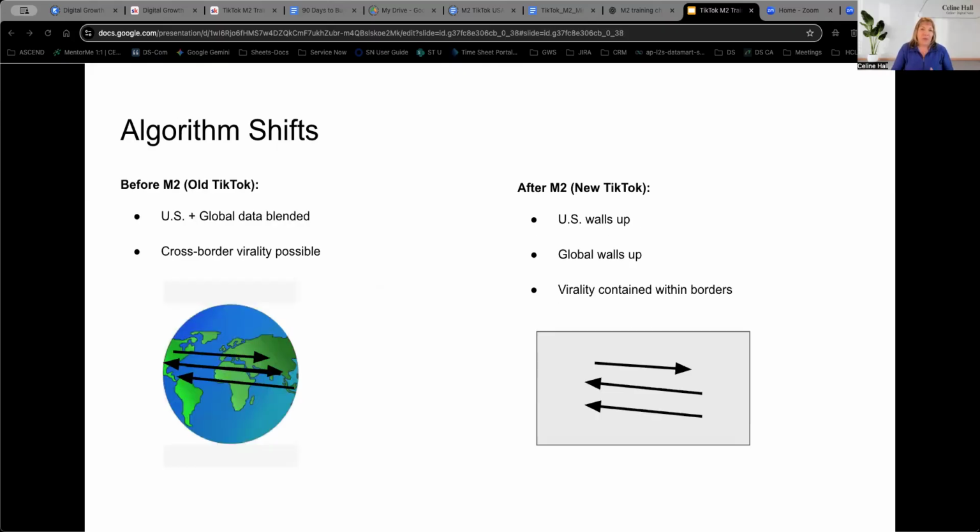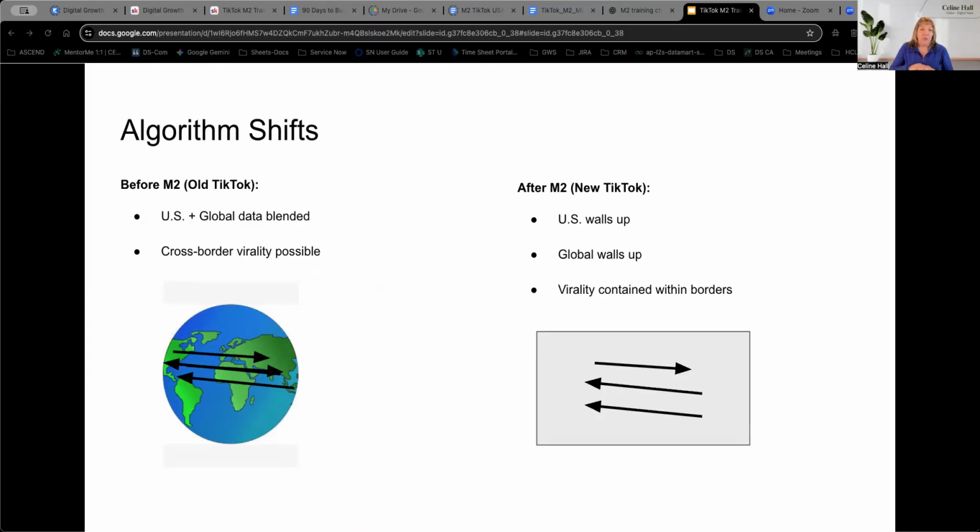So let's talk about the algorithm shifts. Here's where the split gets real. Before M2, TikTok's algorithm was global. A video could go viral in Canada and suddenly take off in Texas or Berlin or South Africa. Content would travel across borders because the algorithm was learning from a massive worldwide data set. Well, that's changing now. Now that M2, we're going to see the opposite.